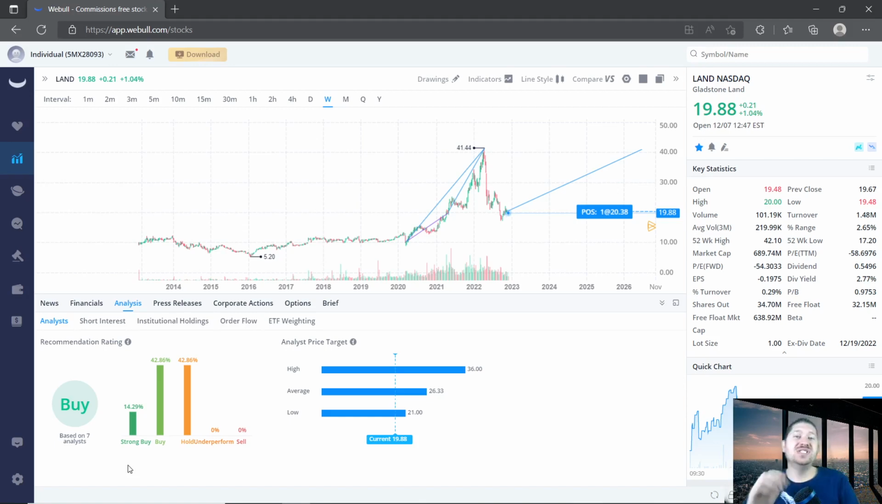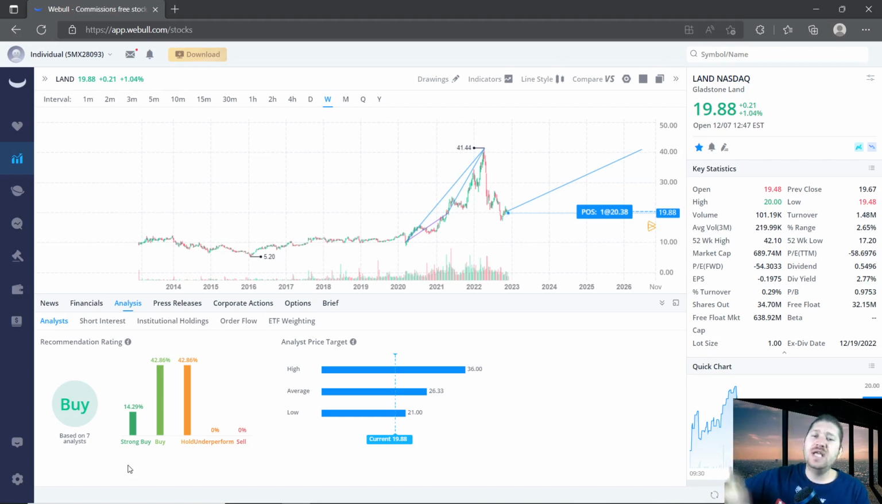We're currently sitting at $19.88. The low price target is $21. The average is $26, and the high is $36. So we are just shy of the $41 high of the year with their price target.